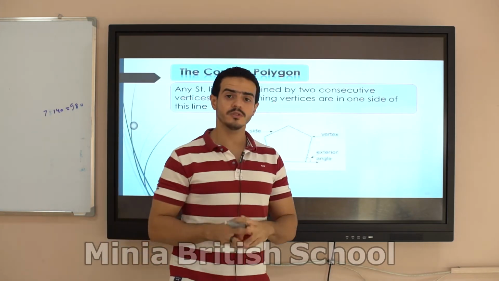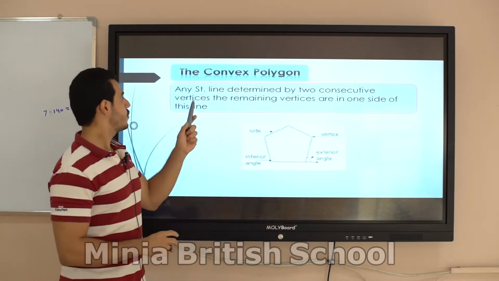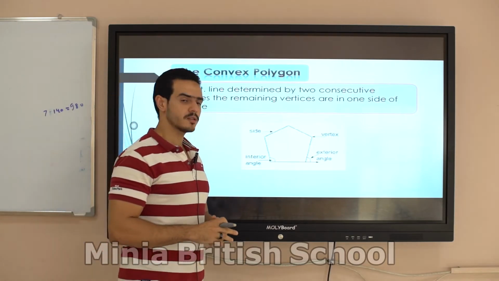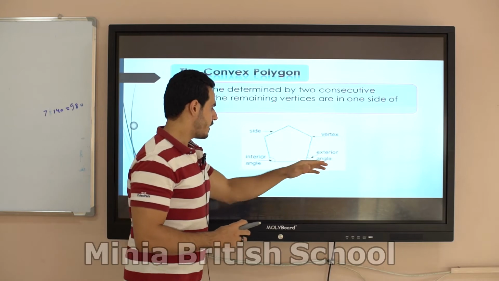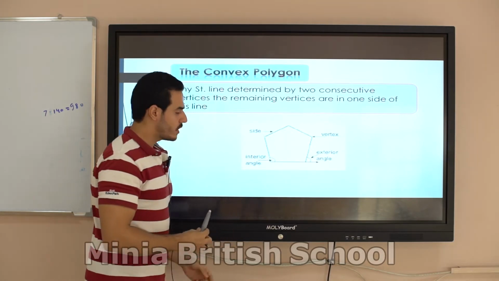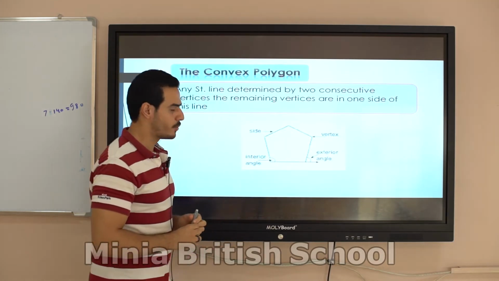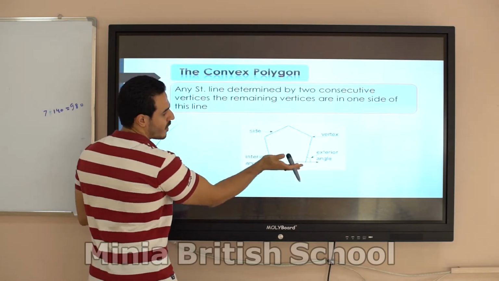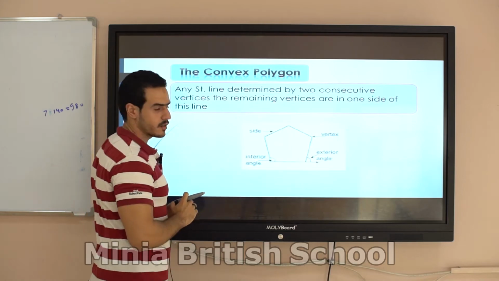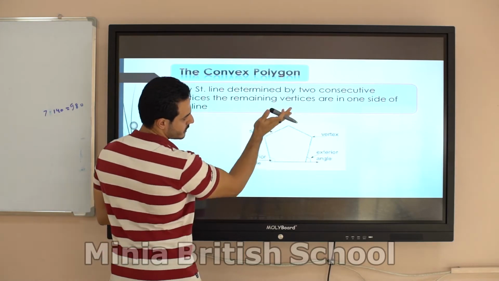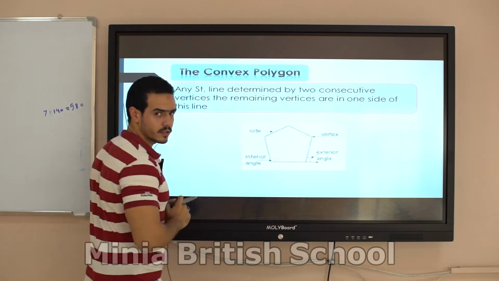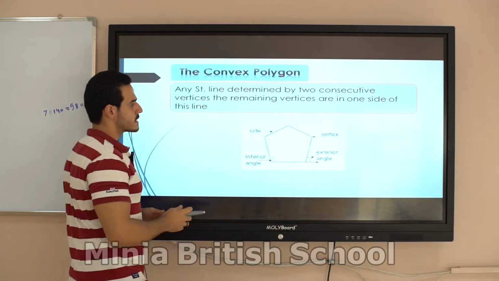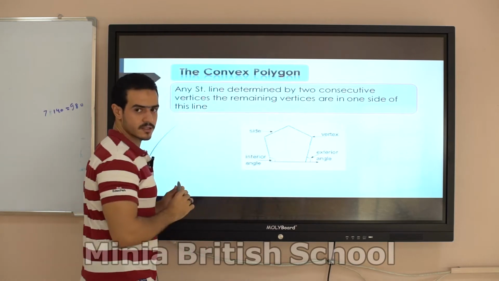we have 2 types of polygons. The first one is the convex polygon. A convex polygon means what? It means if I draw a straight line on any side of the polygon, you will see that all of the polygon is on one side of this straight line, like this. This polygon is above the straight line. You don't have any part down. Okay? So this is called convex.